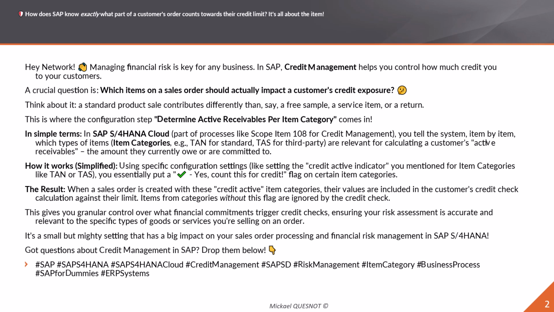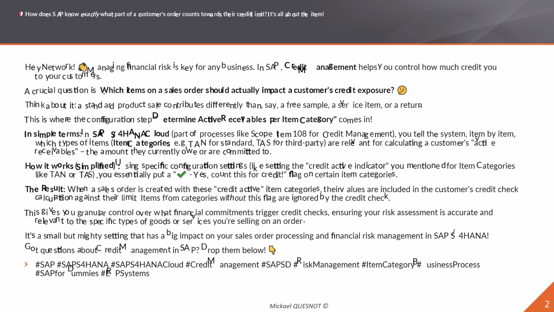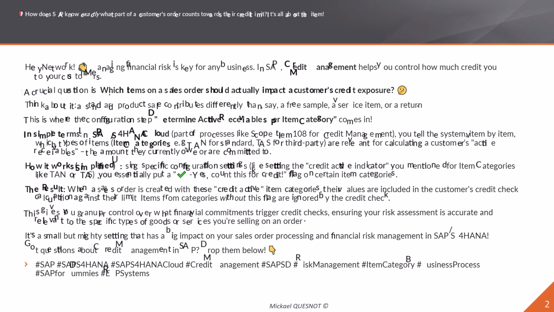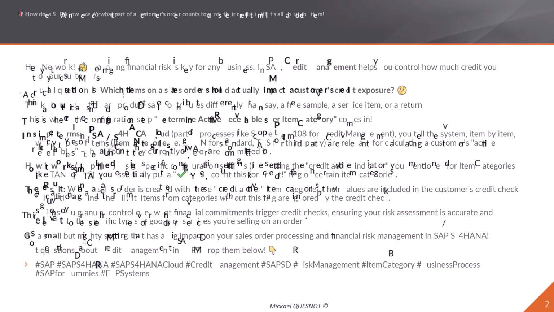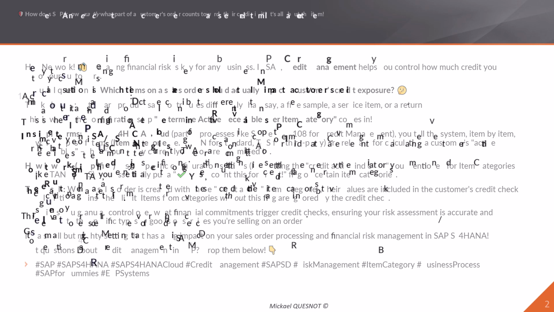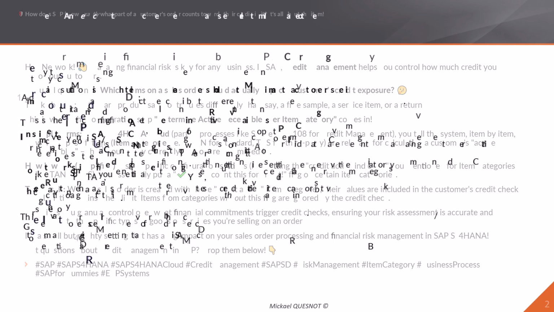Okay, and you mentioned item category. That's SAP's way of labeling different kinds of things we sell, right? Like TAN or TAS. That's the one. TAN for standard stuff, TAS maybe for third party. You might have others for services, free goods, etc. Each gets a code. Gotcha. So how does that connect to the active receivables thing?